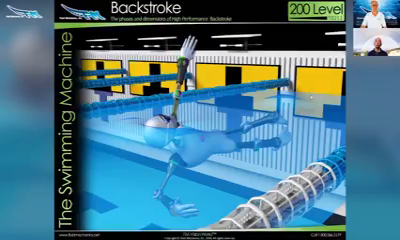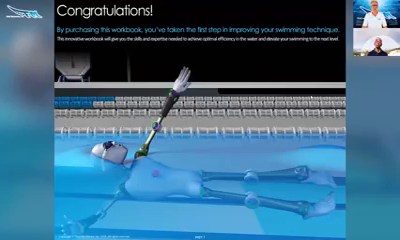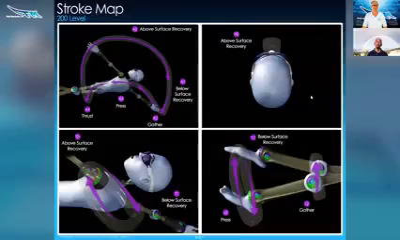Absolutely. I'm going to share my screen and we'll get started. The first thing we're going to look at is some still pictures that we have here. This is our 200 level breakdown of the backstroke. We have a 100 level, 200 level, and a 300 level. So this is kind of the mid-range right here, and then we'll show you the 300 level. This just shows you a side picture. Now here's the stroke map on the 200 level.